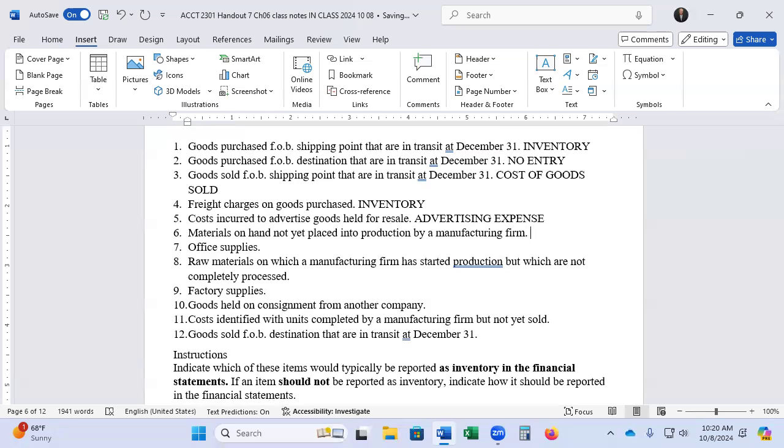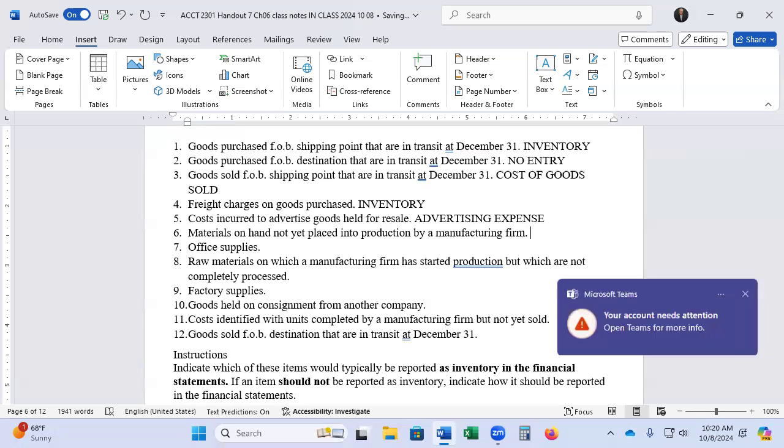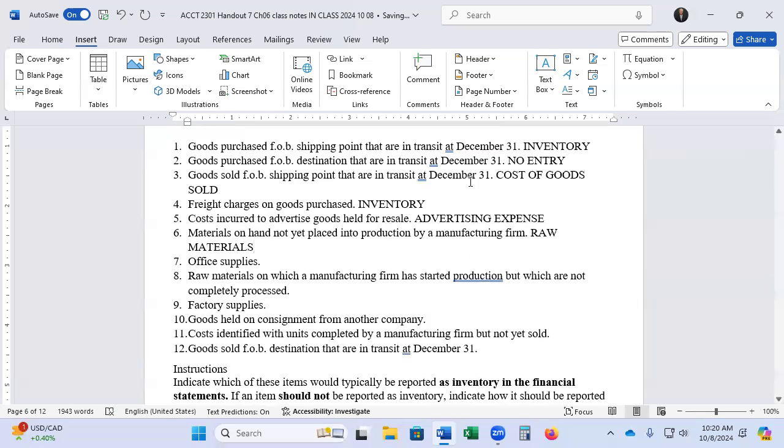Number 6, materials on hand not yet placed into production by a manufacturing firm. So this would be raw materials, which is part of inventory, right? So inventory, the specific account, raw materials. Office supplies is not inventory, has its own account, which would just be office supplies.